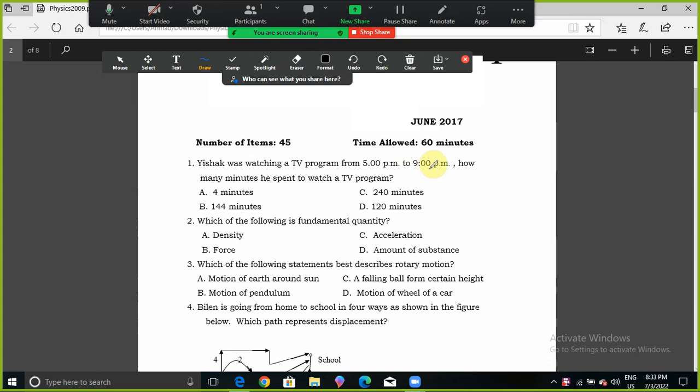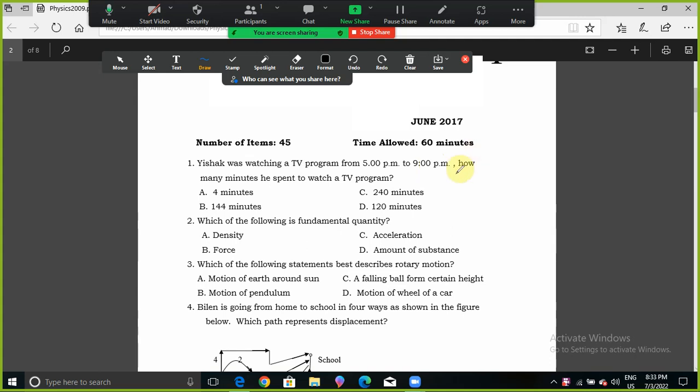Now, he said in the question that Yeshek was watching a TV program from 5 p.m. to 9 p.m. That means we have the hours, from 5 o'clock to 9 o'clock. So first of all we will find the difference between the two hours. Then he is asking about the minutes, how many minutes he spent watching a TV program. So we'll convert the difference of these two numbers into minutes.